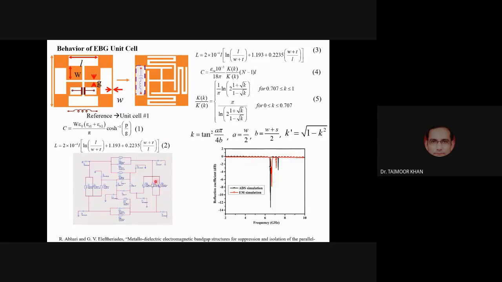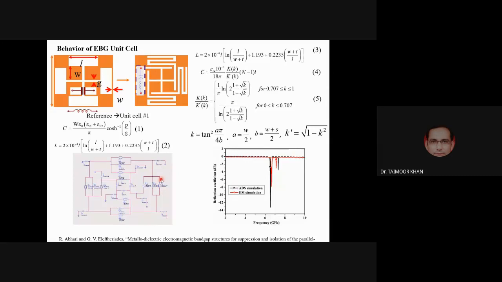Here, this is our own result which we have created for the EBG unit, because later on I am going to use it for further applications in antenna designs. This is the ADS equivalent circuit. Based on these RLC components, we created the equivalent circuit in ADS. Its performance, in black color, is compared to the electromagnetic simulation of this EBG unit cell, and finally it is more or less matching.